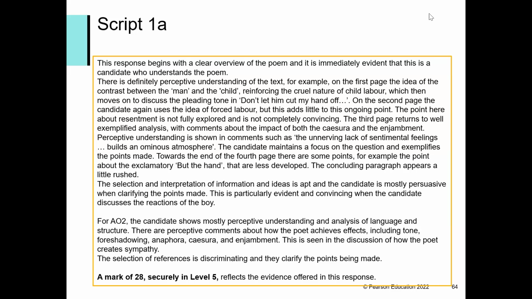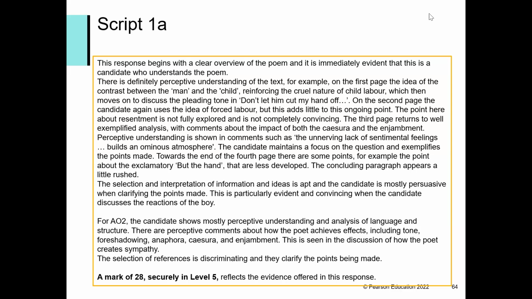On the second page, the candidate again uses the idea of forced labour, but this adds little to the ongoing points. The point here about resentment is not fully explored and not completely convincing. So these are the things that are keeping it from the top of level 5. The third page returns to well-exemplified analysis with comments about the impact of both the caesura and the enjambment. Perceptive understanding is shown in the comments, such as the unnerving lack of sentimental feelings, but an ominous atmosphere.